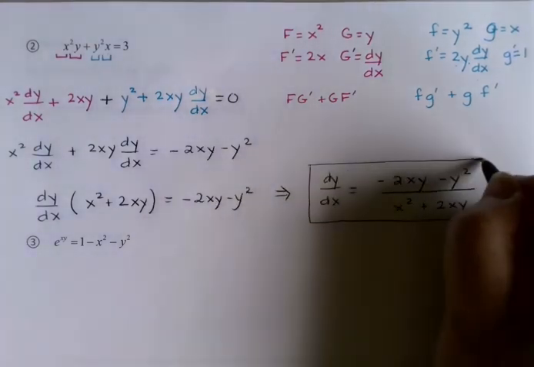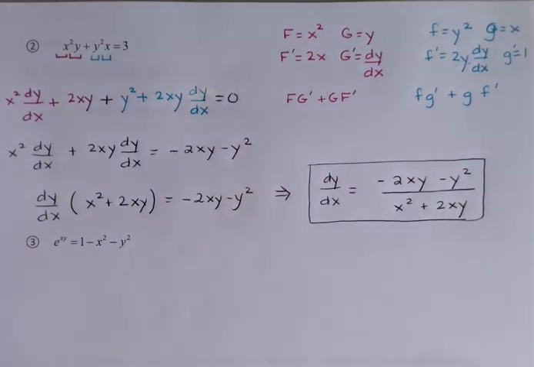And there is the derivative that I was looking for. Again, not surprisingly, it has both x's and y's in it. That's typical for an implicit derivative. All right, let's try a couple more.